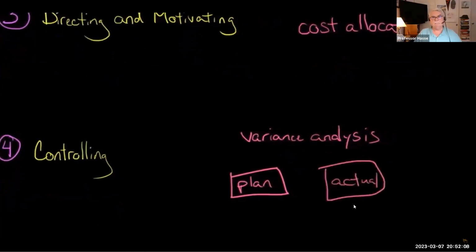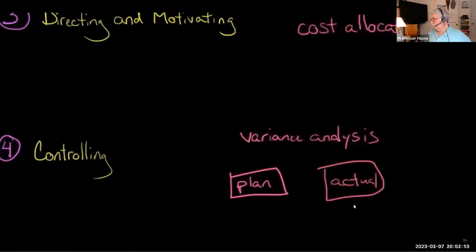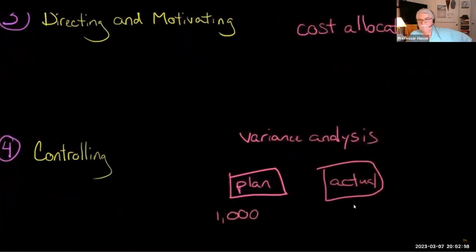So think about it this way. You say, okay, well, I think I'm going to buy 100 units or spend $1,000 on raw materials to build these couches, right?